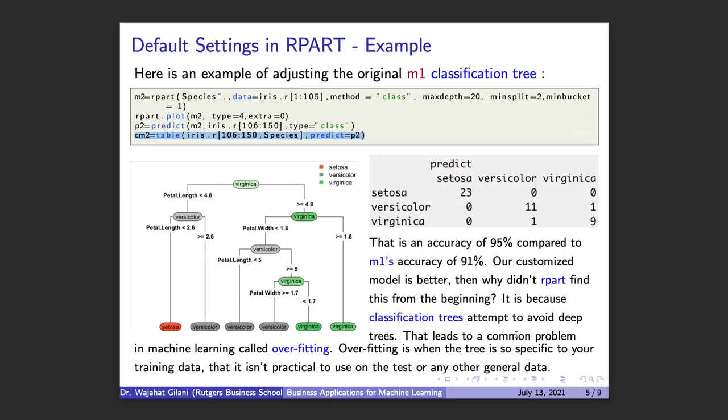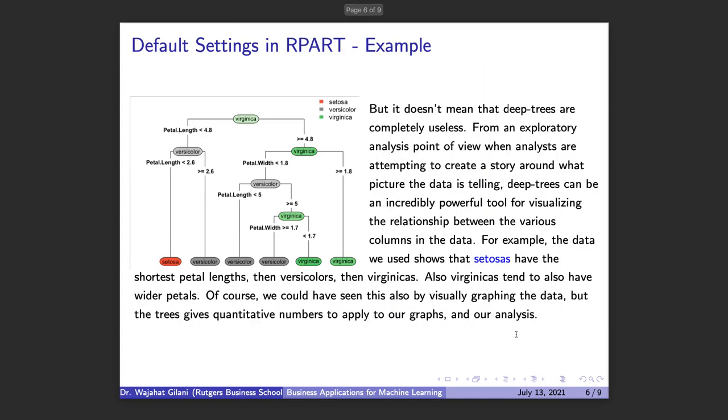But here in this example, we have too deep of a tree, according to our rpart in the initial model. And again, we can play with this and see how accurate this is. But nevertheless, making deep trees is not a fool's errand.